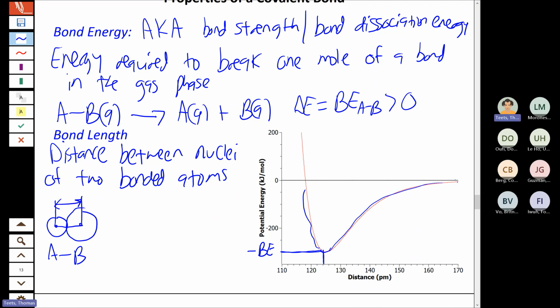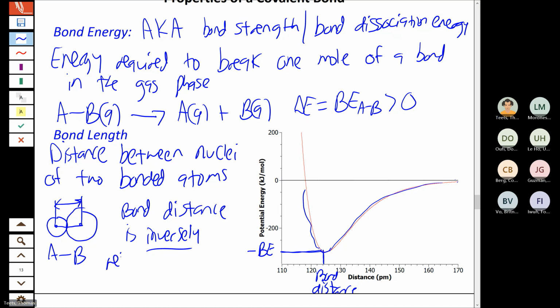It's related to atomic radius that we talked about before. And then on this diagram here, this would be the bond distance. That distance between the two nuclei where you get to that minimum energy value. So the bond distance in this case would be about 125 picometers in this random example. A key point we're going to bring up is that bond distance is inversely related to bond energy.